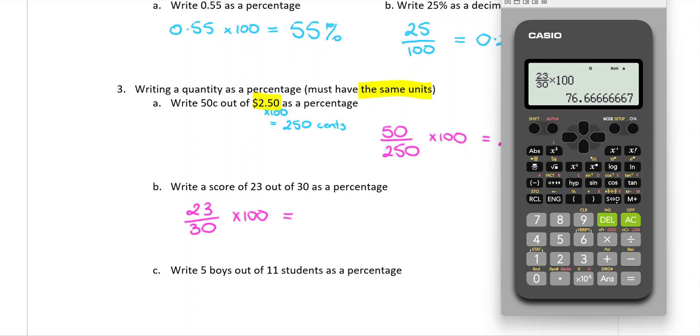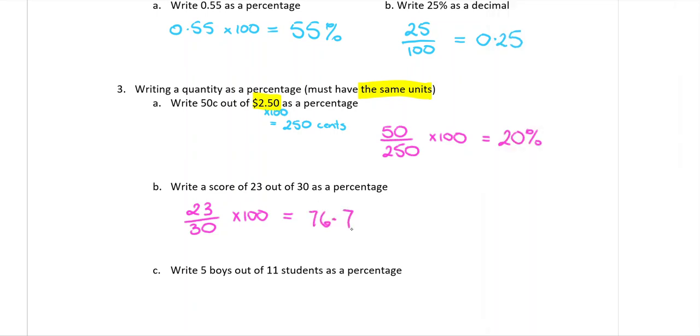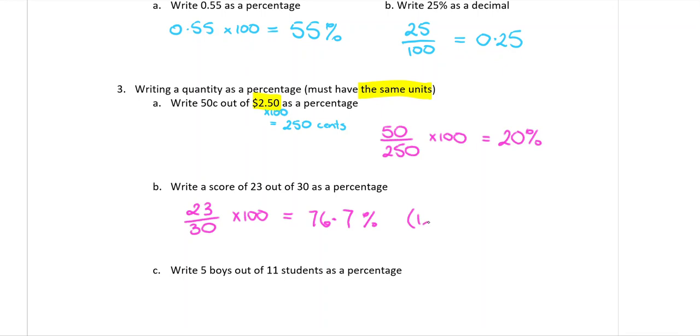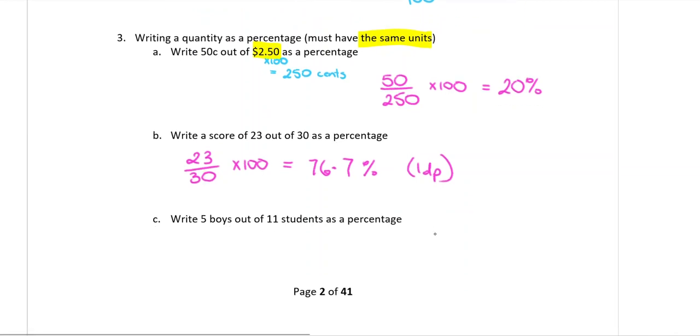Okay, if I'm going to do a decimal, I am going to have to round it because that's a recurring decimal. So I could do 76.7, because I'm rounding, this next number is 6, percent, and that's rounded to 1 decimal place. I'm putting that little 1 dp in the brackets to say that I have rounded that answer. Your other option would have been to have 76 and 2/3%. They're the same thing. Okay?